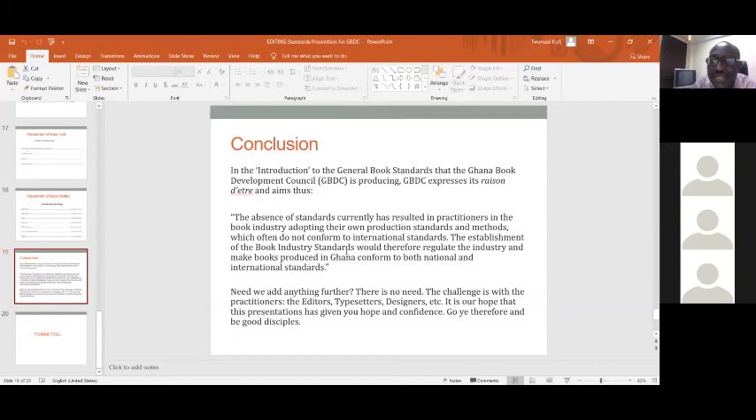There is no need. The challenge is with the practitioners, the editors, typesetters, designers, etc. It is our hope that this presentation has given you the hope and confidence. So go ye therefore and be good disciples.